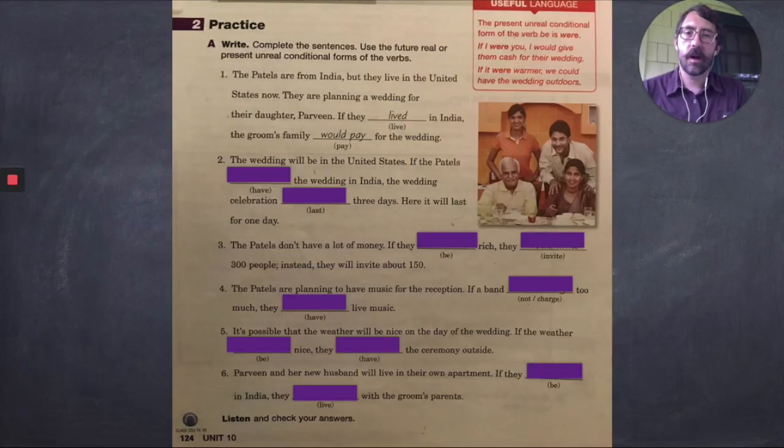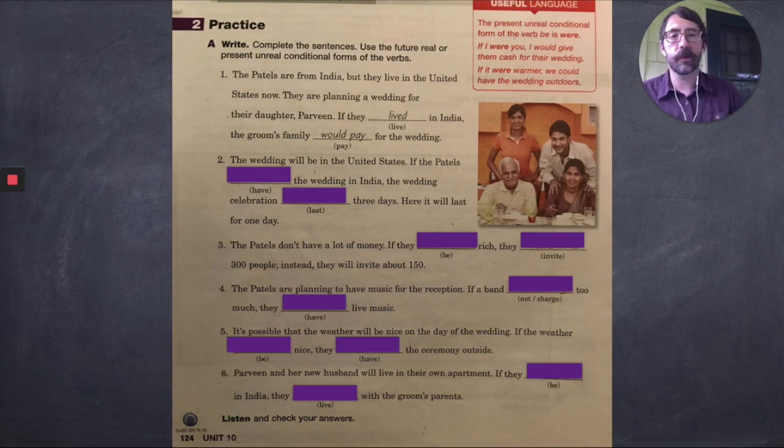So that takes us to the bottom half of page 124, where it says we're going to do Practice 2. Complete the sentences using the future real or the present unreal conditional forms of the verb. Let's do the first one together. All right, the Patels are from India, but they live in the United States now. So they currently live in the United States. They are planning a wedding for their daughter, Parveen. So Parveen's having a wedding. If they blank in India, the groom's family blank for the wedding.